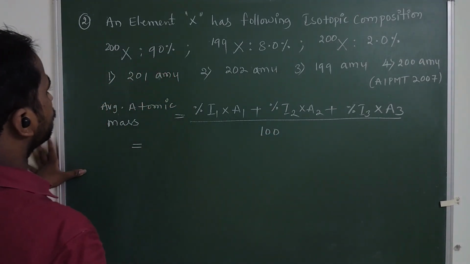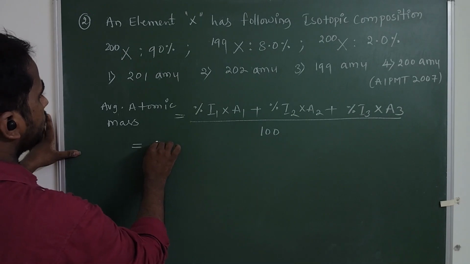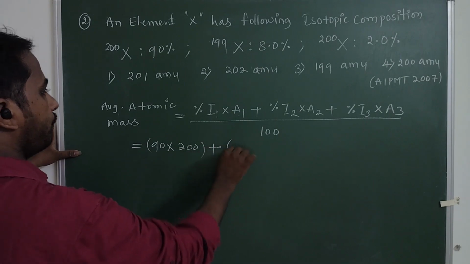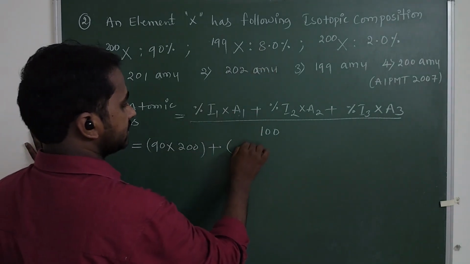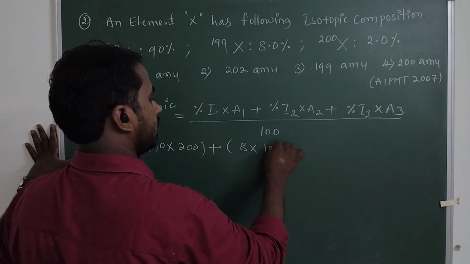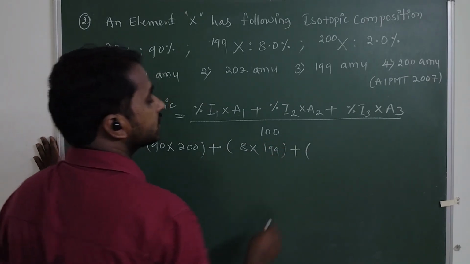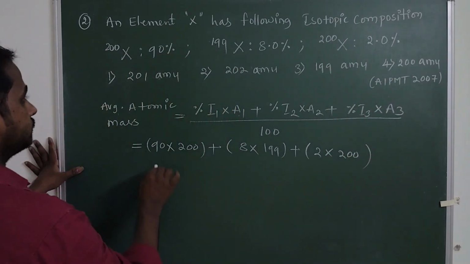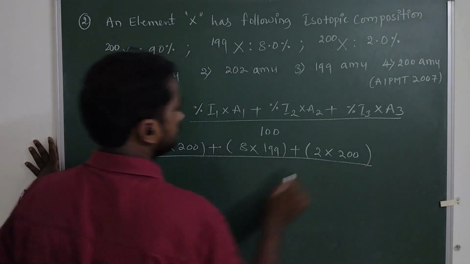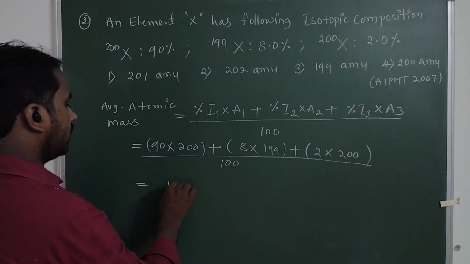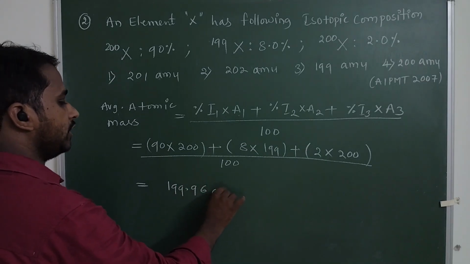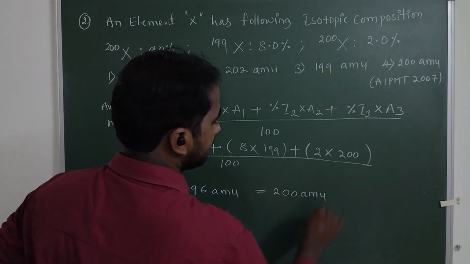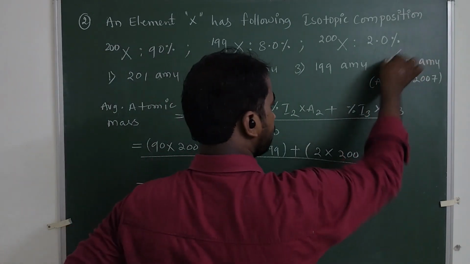So what is percentage 1? Isotope 1 is 90 percent and its atomic mass is 200, plus isotope 2 percentage is 8, atomic mass is 199, plus isotope 3 percentage is 2, atomic mass is 200, by 100. It is 199.96 AMU, more or less equal to 200 AMU, the nearest value. So the answer is fourth option.